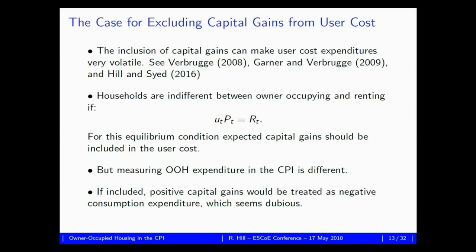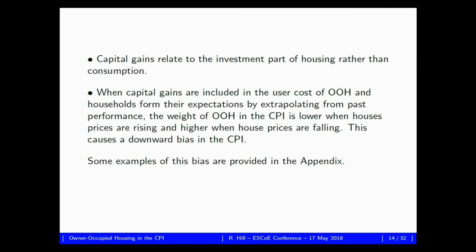But it's not so clear they need to be in there if you're putting owner-occupied housing into the CPI. For example, a positive expected capital gain would imply negative consumption expenditure, and it's not clear that the compilers of the CPI want to treat capital gains as negative expenditure. There are other issues. One, for a start, is that one way of including expected capital gains is to just assume people extrapolate from past trends. And in the empirical results we show that.